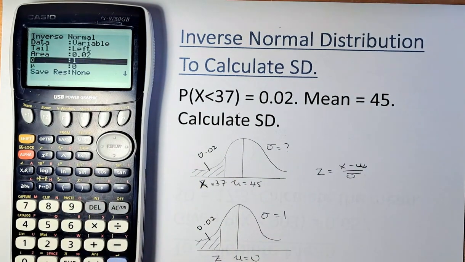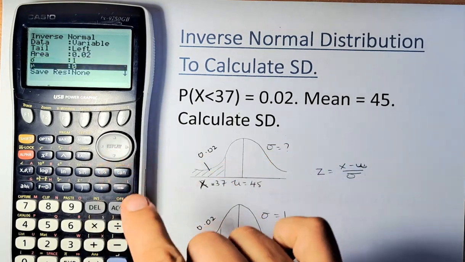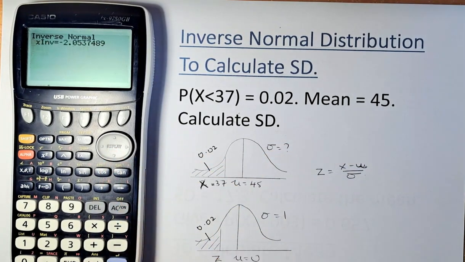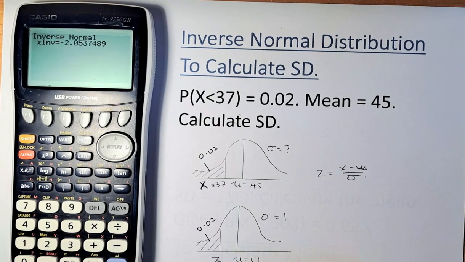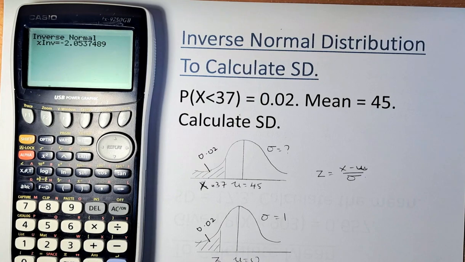Execute, sigma is going to be 1 because it's standardized. Execute, and then the nu is 0. Press the execute button, and the answer is negative. So Z is equal to negative 2.0537. So now what we're going to do is substitute this Z into this equation.